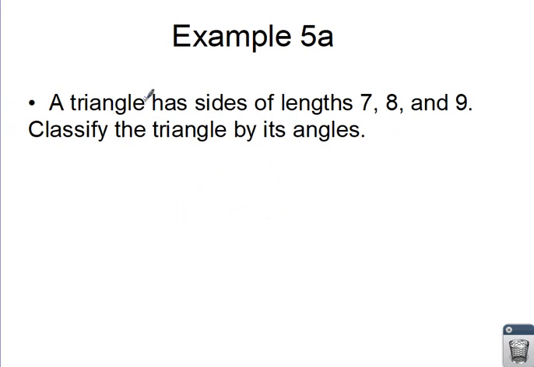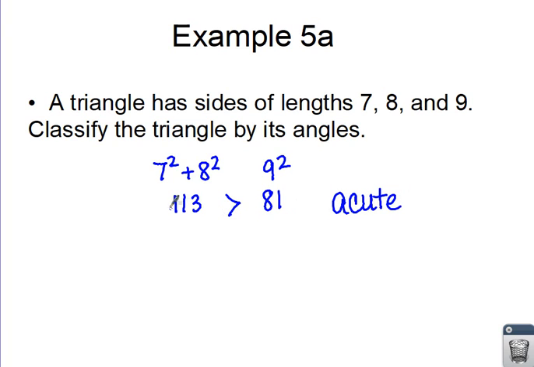Alright, 7, 8, and 9. So 7 squared plus 8 squared on one side, 9 squared on the other. So 7 squared plus 8 squared gives me 113. 9 squared gives me 81. So they're not equal. So this would be an acute triangle because the a squared plus b squared side is bigger. Okay? Pythagorean theorem is the big name of the game for this.